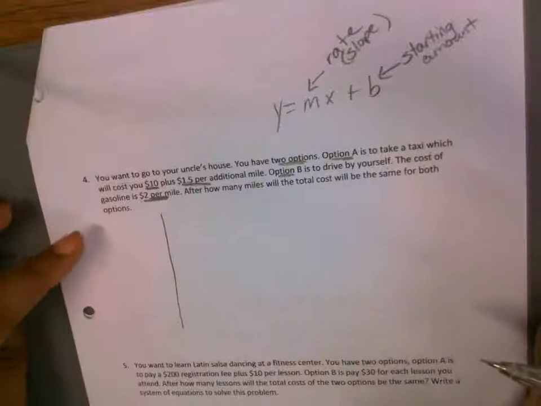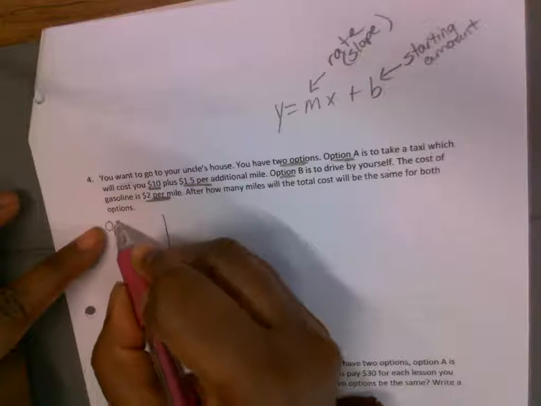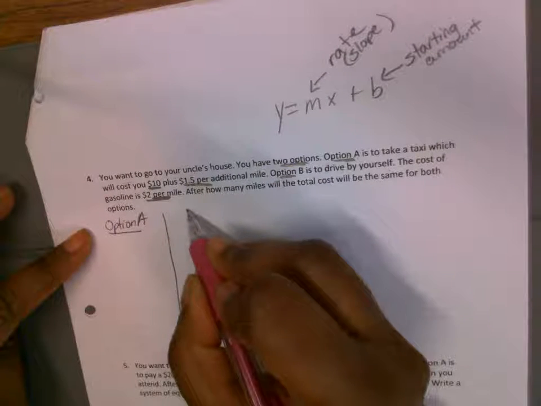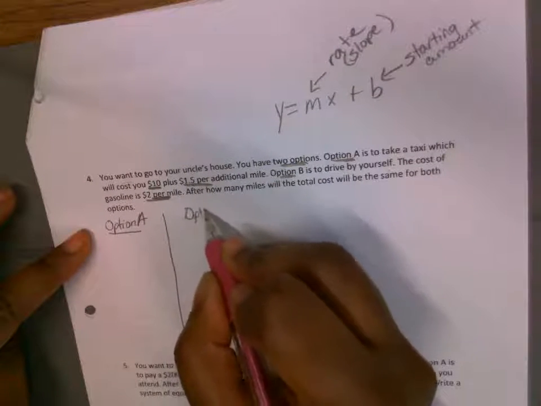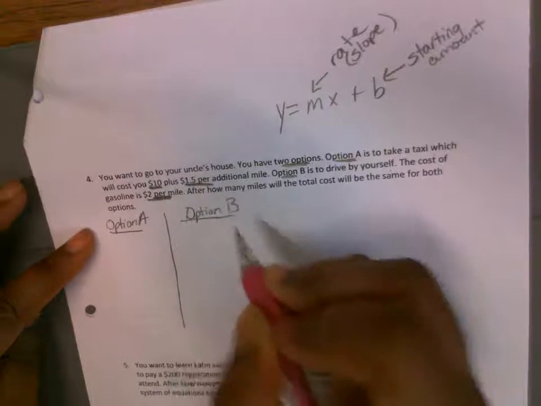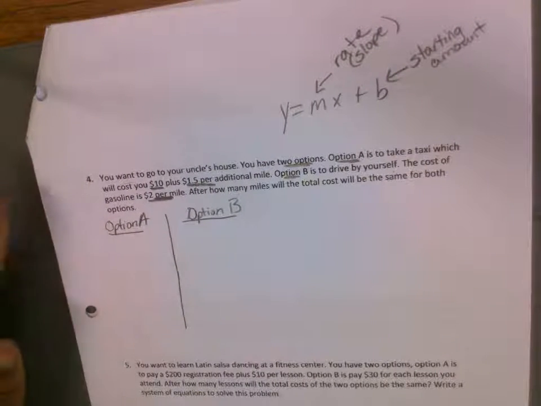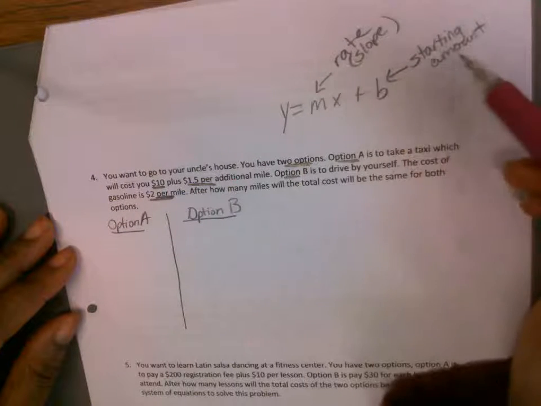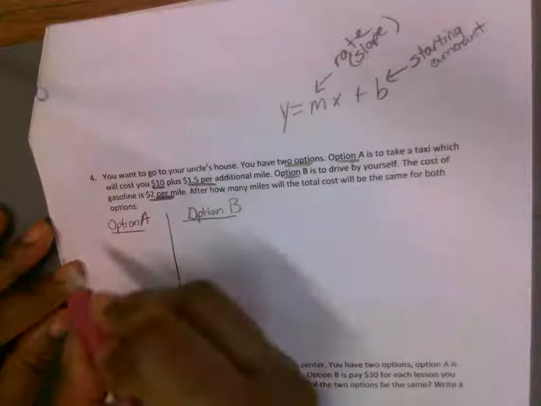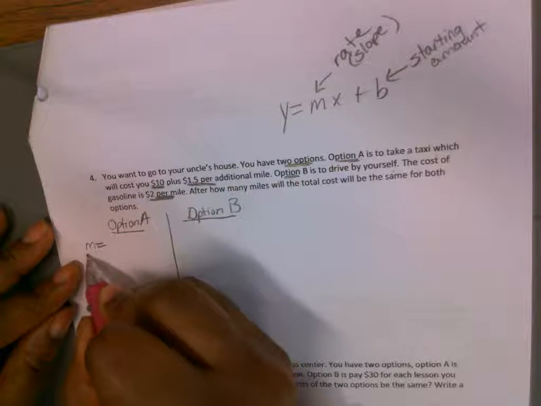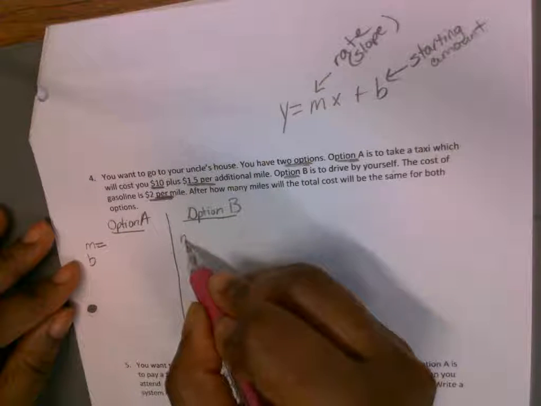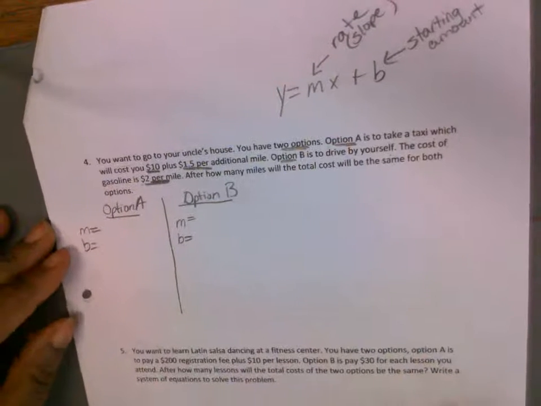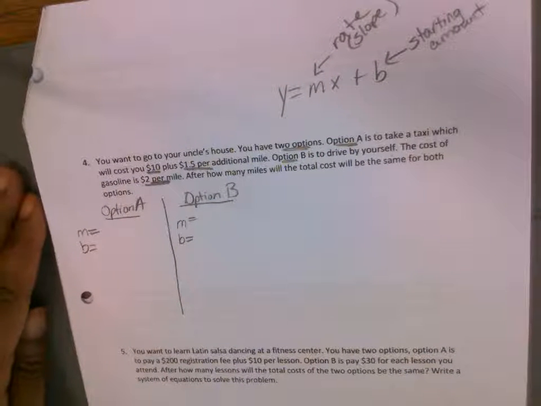I'm going to draw my line. Over here, I'm going to put option A, and then I'm going to put over here option B. Remember, to write an equation, I'm looking for two things. I'm looking for the rate and the starting amount, for both options.